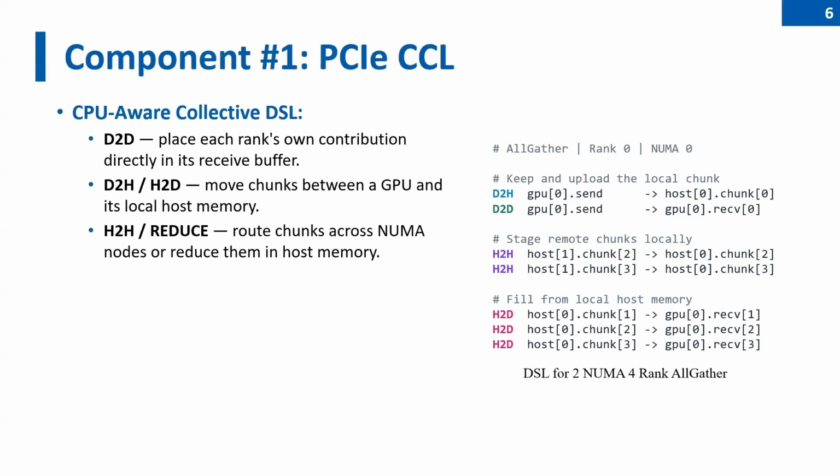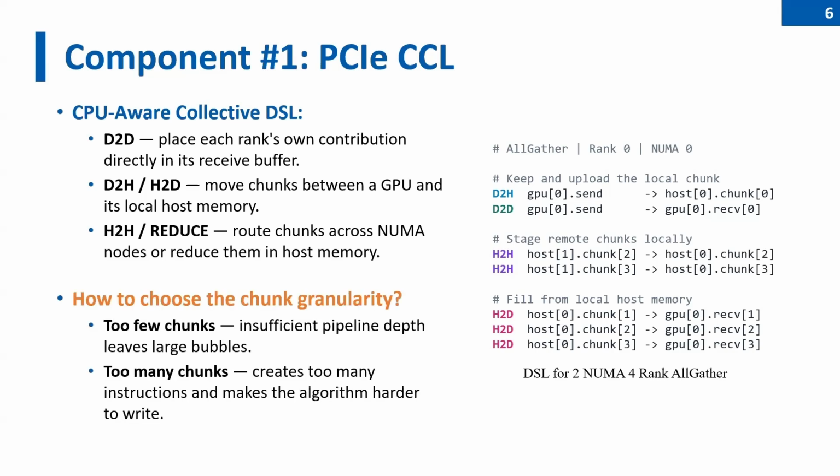The DSL includes 3 types of instructions. The first is D2D, which places each rank's own contribution in its receive buffer in the same rank. Then D2H and H2D move chunks between a GPU and its local host memory. The last type is H2H and reduce. They route chunks across NUMA nodes or reduce them in the host memory.